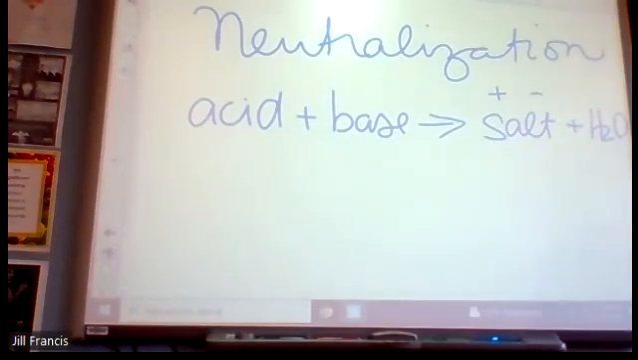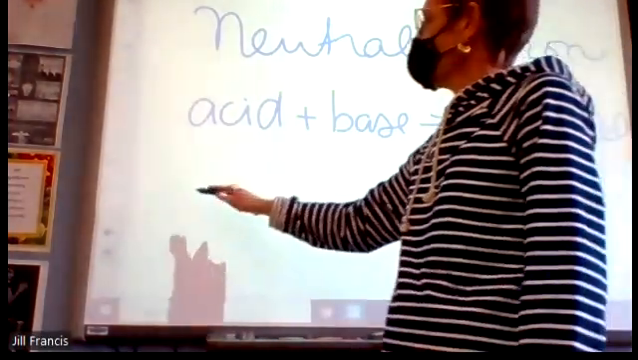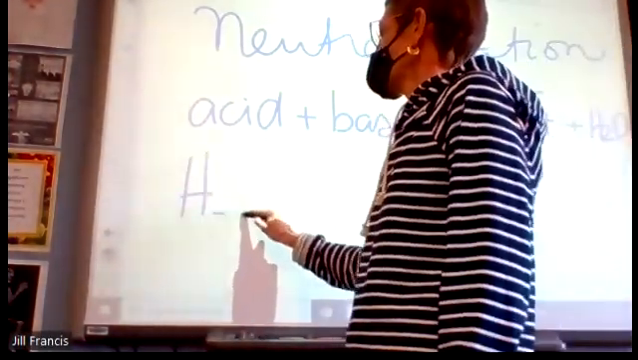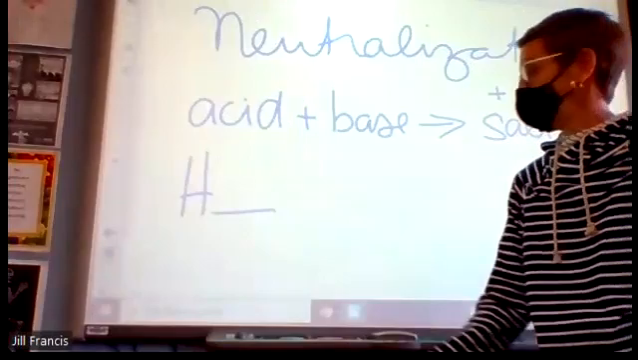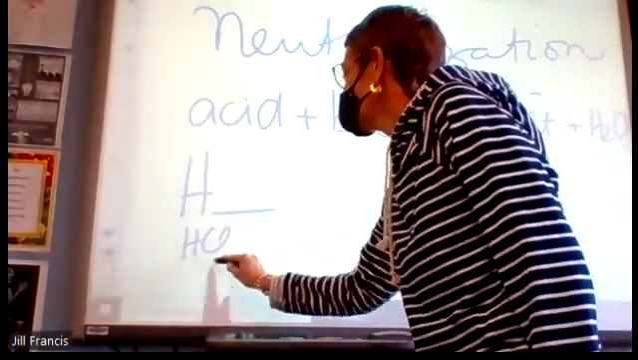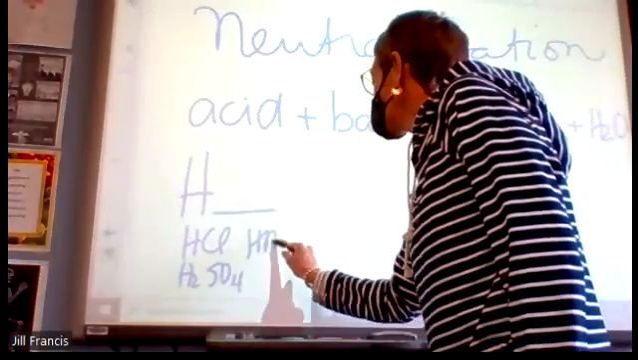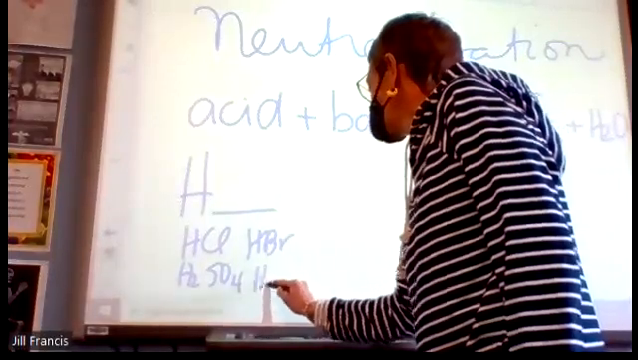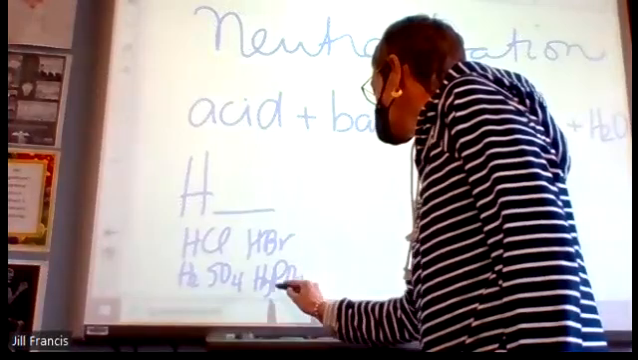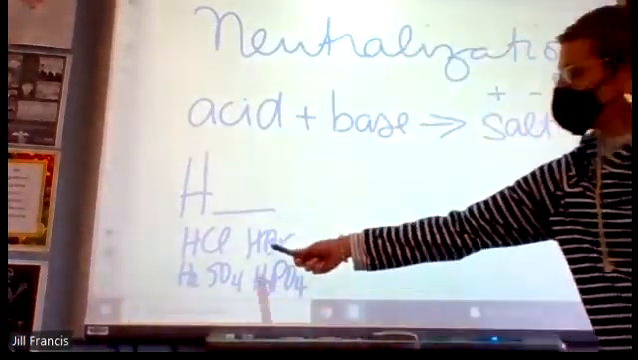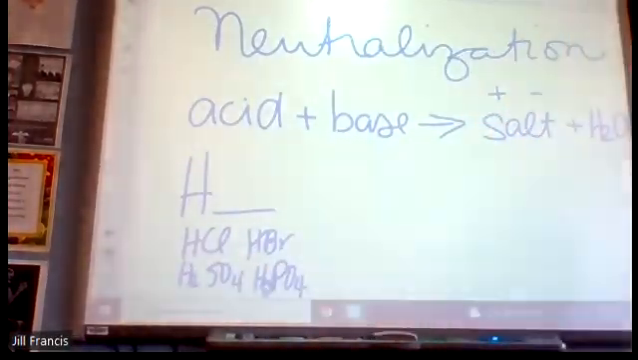But the way you can double check is an acid is always going to start with a hydrogen and have something after it. So it could be HCl, it could be H2SO4, it could be HBr, it could be H3PO4, excuse me. Okay, they all start with a hydrogen or more than one hydrogen. So those are going to be your acids.